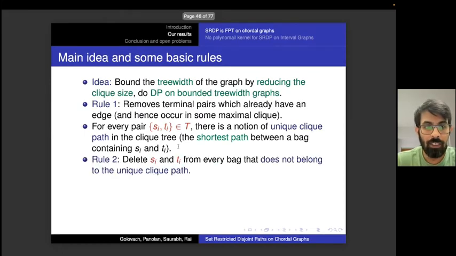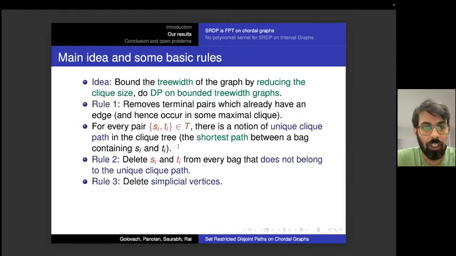Now what do we do with this clique path? This clique path has two end bags where s_i and t_i occur, and none of the bags in between contain s_i or t_i, because otherwise we could shorten the path. So except for these two endpoint bags of the unique clique path, we delete s_i and t_i from every bag. We can do that because any shortest induced path between s_i and t_i will not use any of the vertices which are not in these bags.